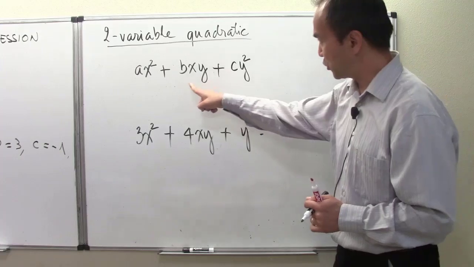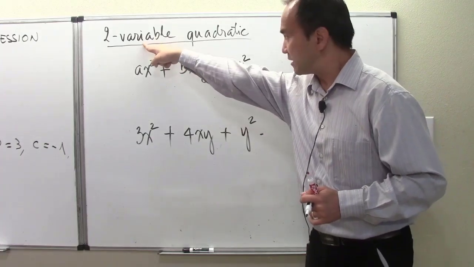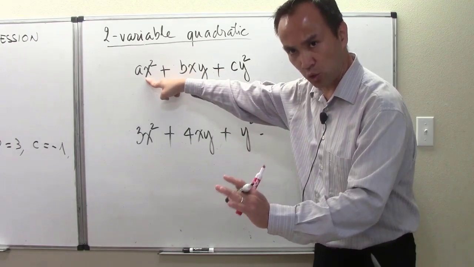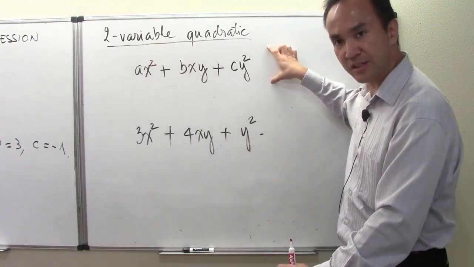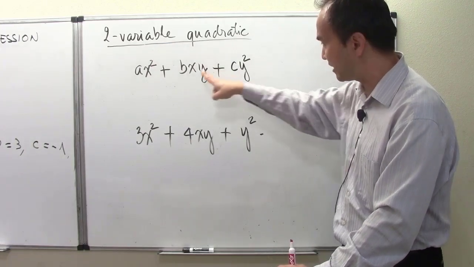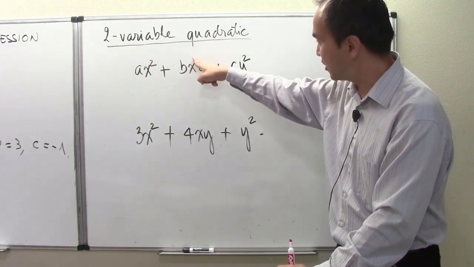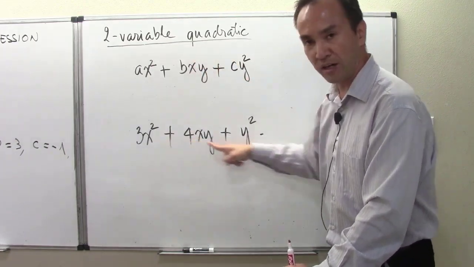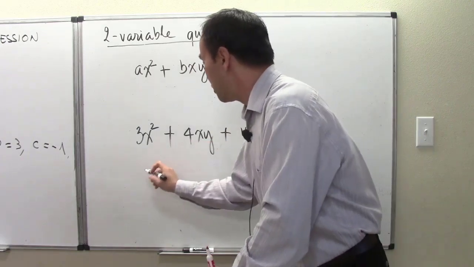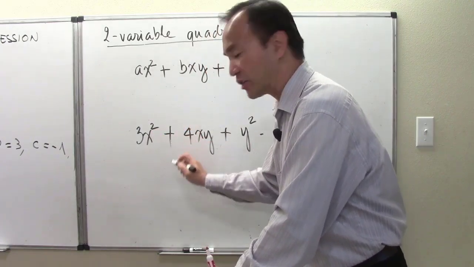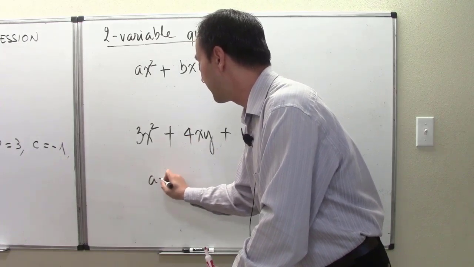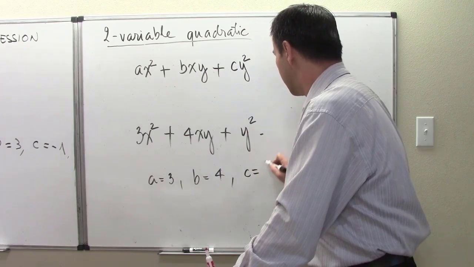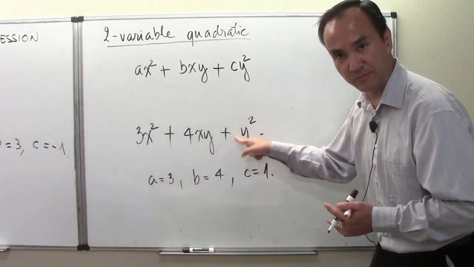It has two variables involved. That's why it's called the two variable quadratic. There has to be one specific square term on one variable and another specific square term on the other variable, and then there's a middle term where both variables are involved, each having power 1. This is one example illustrating that. In this two variable quadratic, a is 3, b is 4, and c is 1. It really means 1 times y squared.